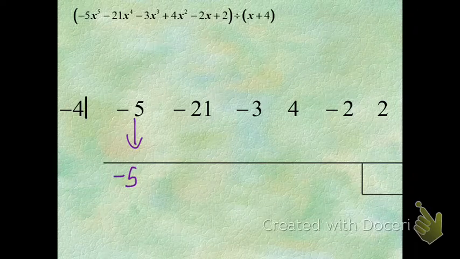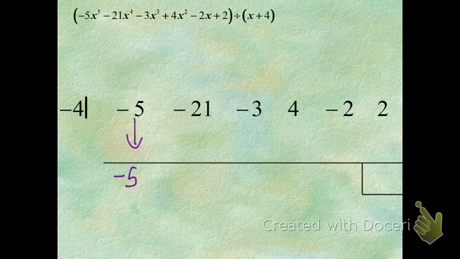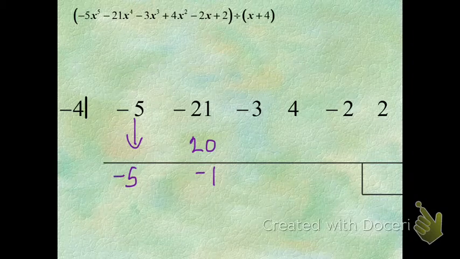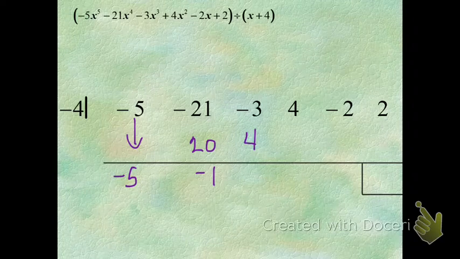Now, what are you going to do with that -5? Multiply it by that divisor. So a -4 times a -5 is a +20. Add them up. -21 plus 20 is -1. Okay? And you start the process all over again. So the -1, again, times the -4 is 4. Again, put it under your next term. And again, add them up. -3 plus 4 is 1.